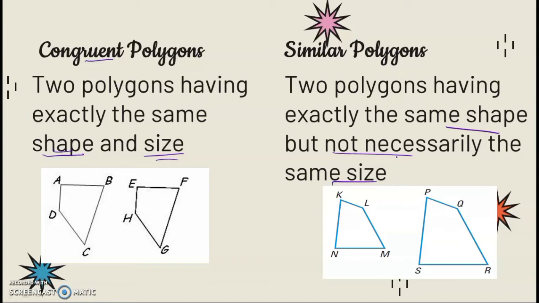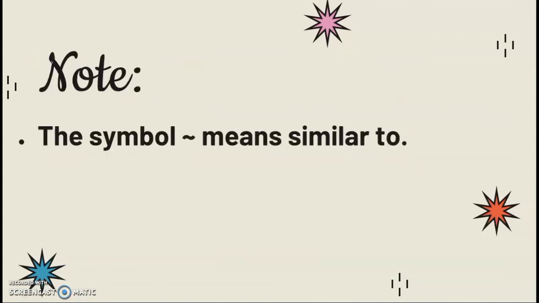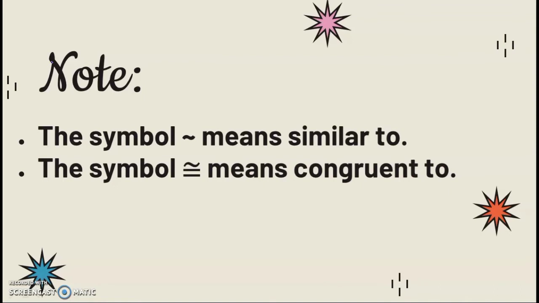Okay, sa congruent, shape and size parehas. Kapag similar naman, ang parehas lang is yung shape, or pwede rin naman parehas ng size, pero hindi siya necessarily. Okay? So, kapag parehas na ng same size saka same shape, magiging congruent polygon na siya. Okay? So, ito yung mga following symbols na magagamit mamaya sa pag-solve natin.